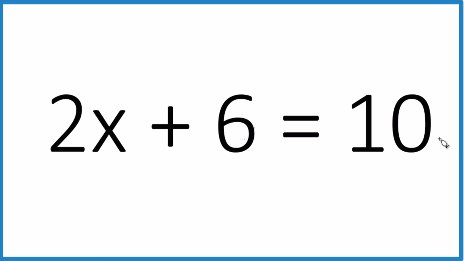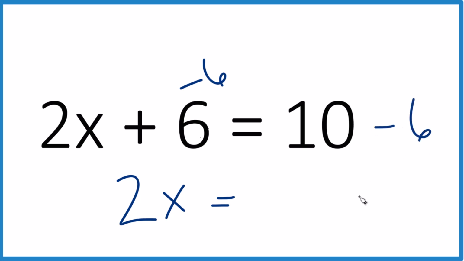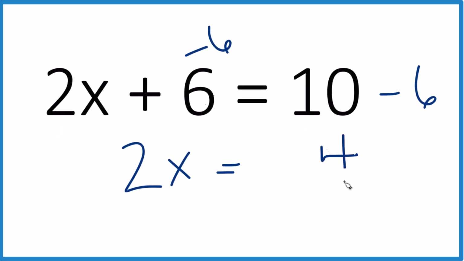This is algebra. So why don't we just do this? Why don't we just subtract 6 from both sides? 6 minus 6, that's 0. So we would just end up with 2x = 10 - 6, that equals 4. And now it's pretty easy.